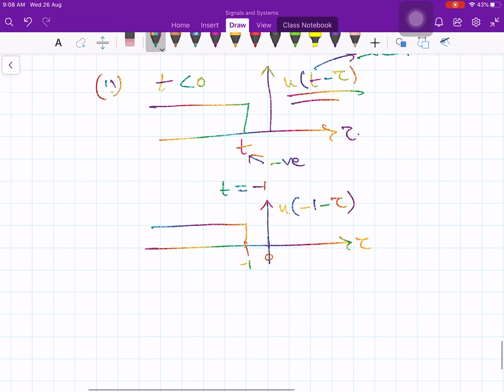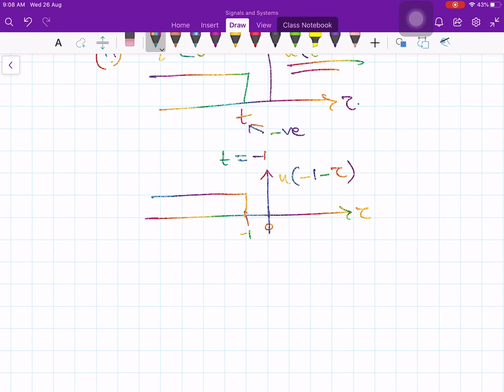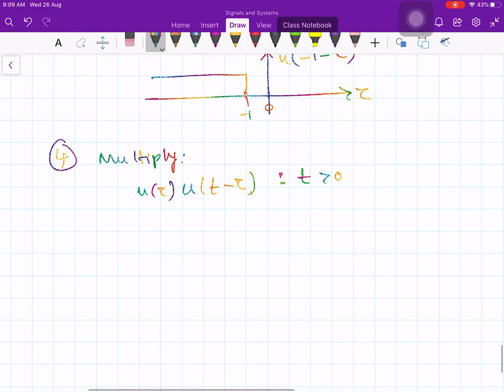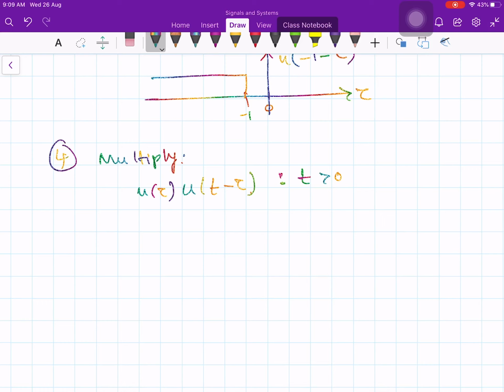What is the fourth step? Multiply. One function is u of tau and the second function is u of t minus tau. Here we are considering t greater than 0. There are two types of multiplication that we are going to do here. The first one is t greater than 0, and the second one is u of t minus tau, but now t is less than 0. Take this guy first.